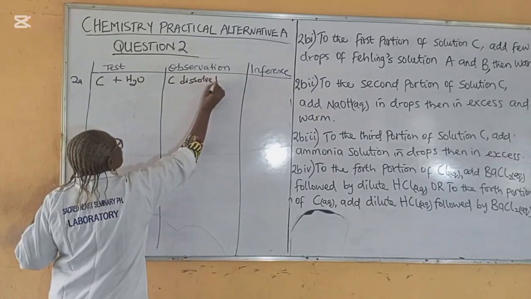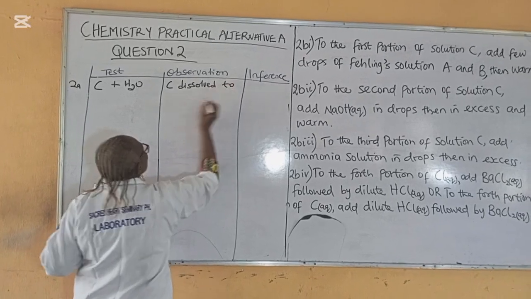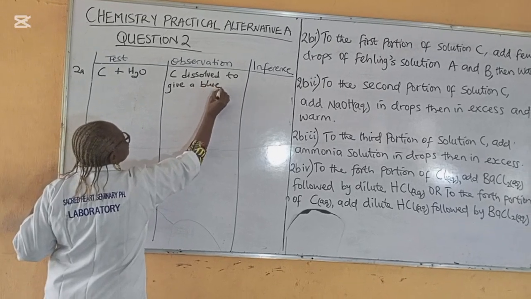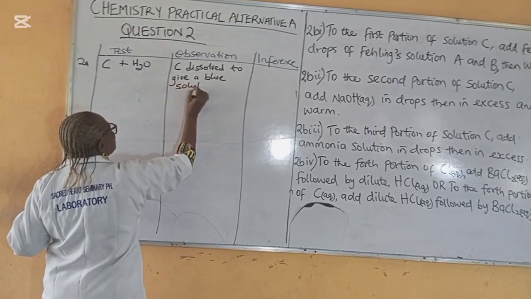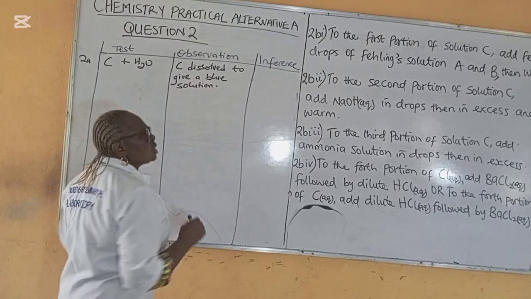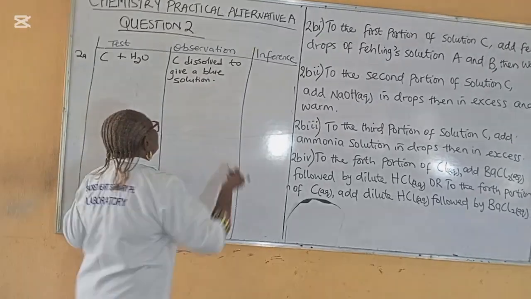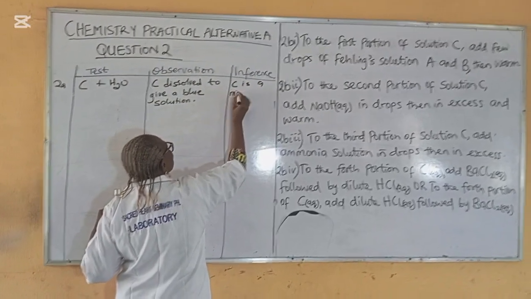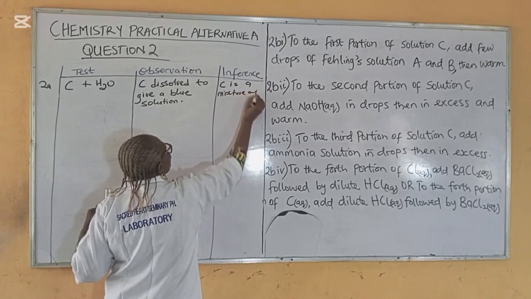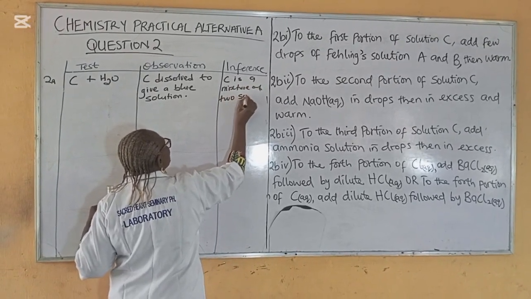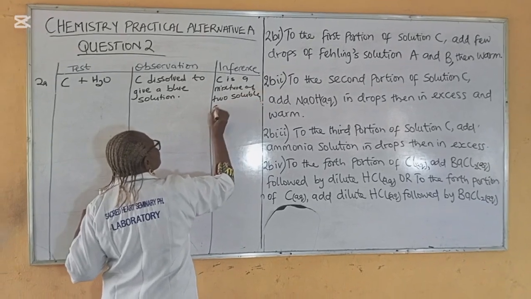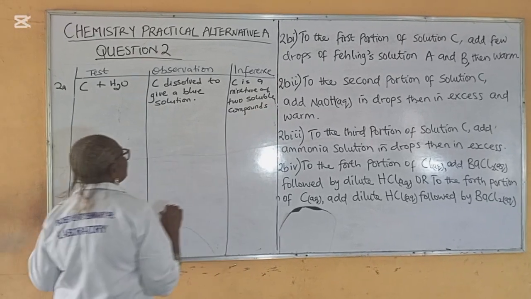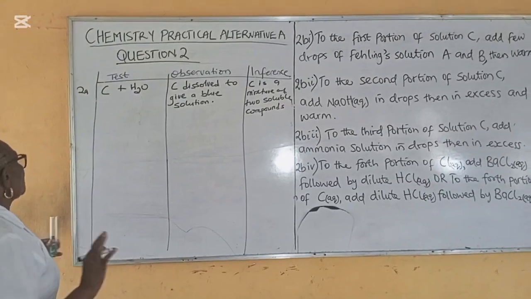Past tense, dissolved, because you are reporting, to give a blue solution, because it's a solution. Everything about it dissolved. So what do you need to infer about C? You now say that C is a mixture of 2 soluble compounds. That is the most you have to say about C. And that is all about 2A.